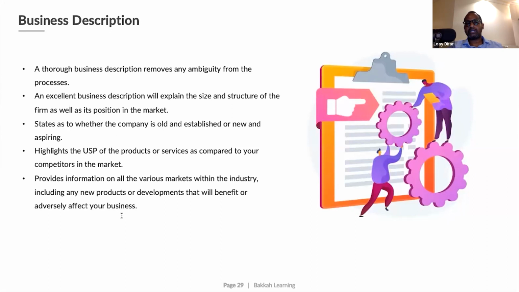Unique selling proposition of the products or services compared to your competitors. How are we going to differentiate ourselves from the other players in the market? Unique selling propositions, or unique selling points. It also provides information on all the various markets within the industries, including new product developments that will help and benefit or adversely affect your business. So you need to look at other products in the market.